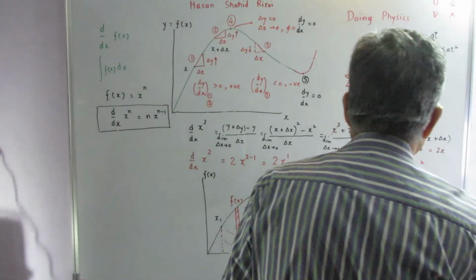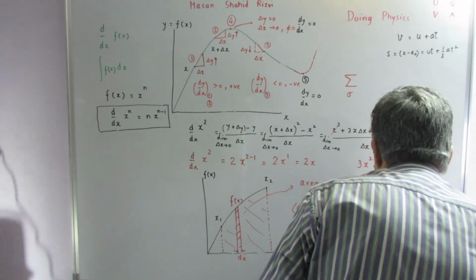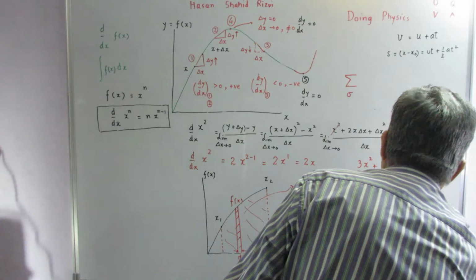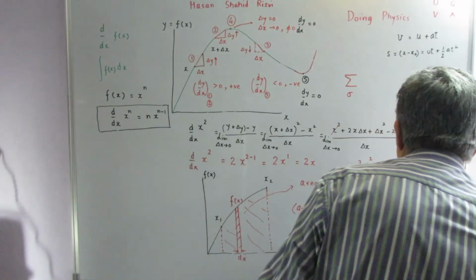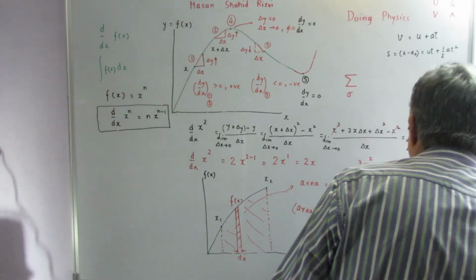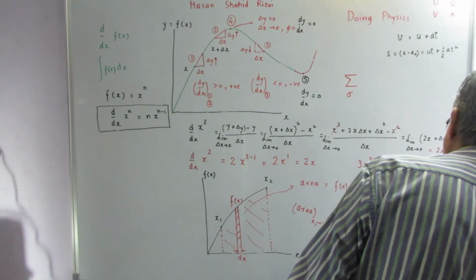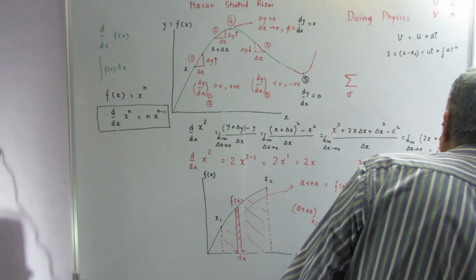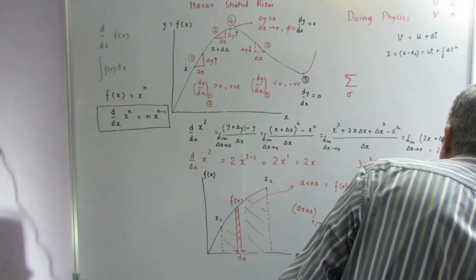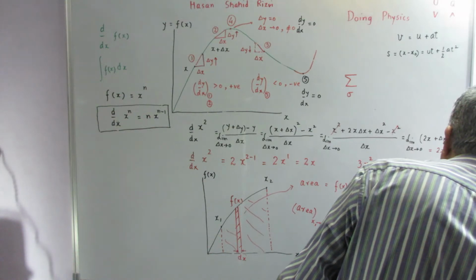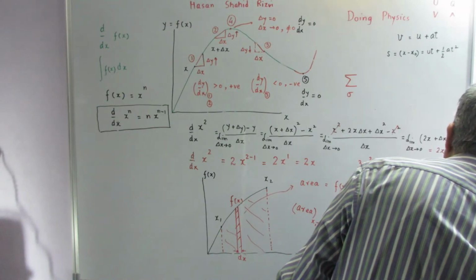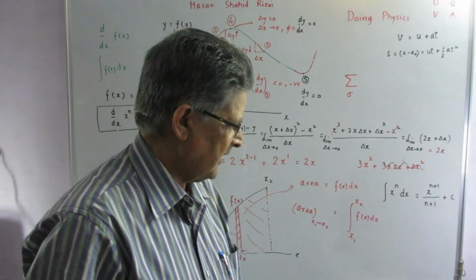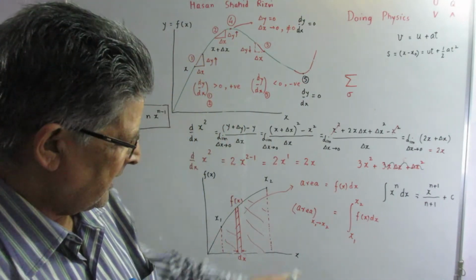Okay, so let me introduce again straight away the formula of integration for functions like x to the power of n. We say that the integral of x to the power of n, or m or whatever, dx is equal to x to the power of n plus 1 divided by n plus 1, plus a constant of integration in the indefinite integral.